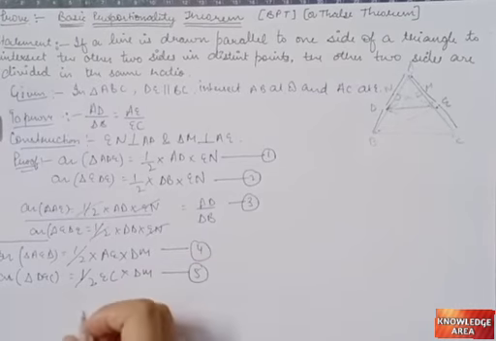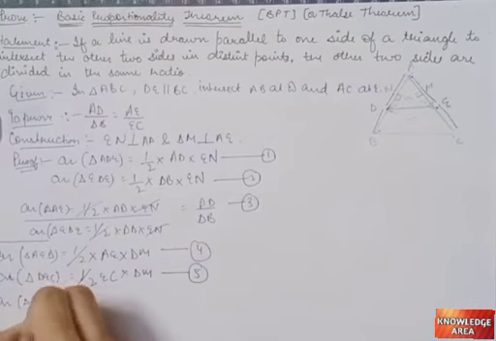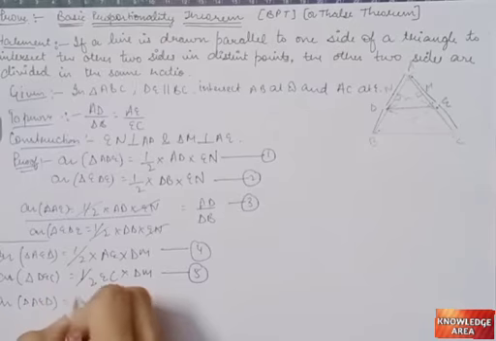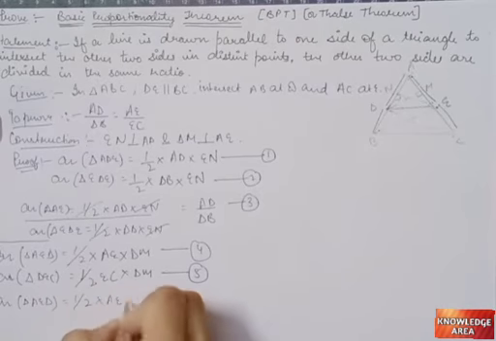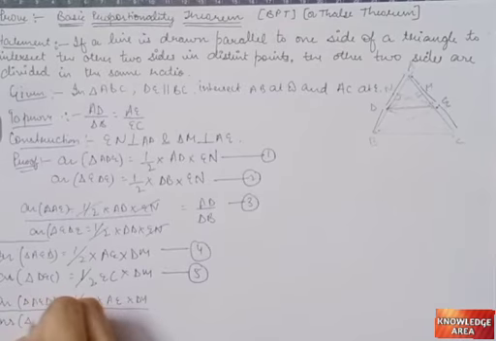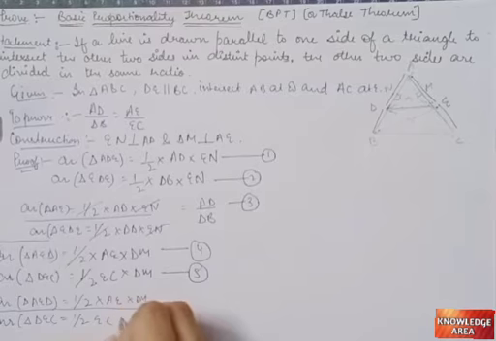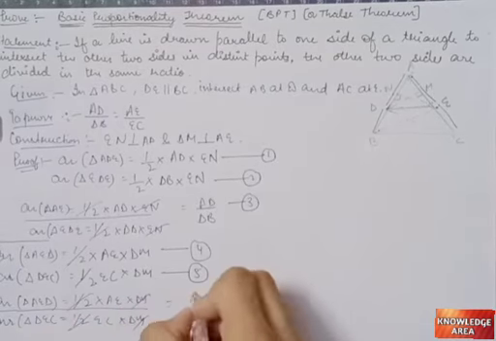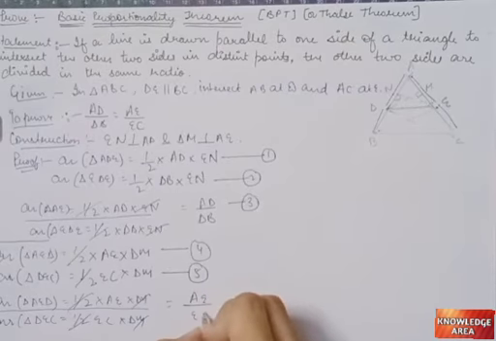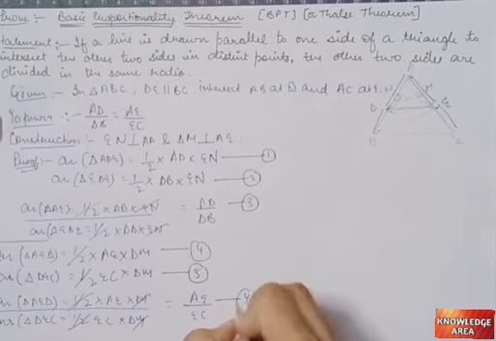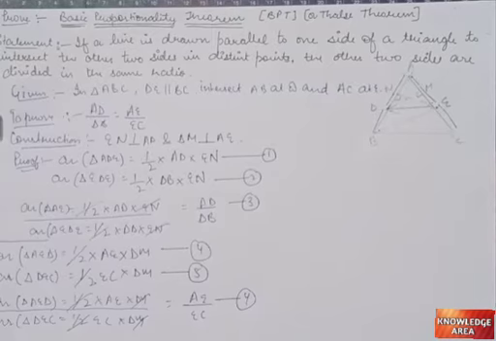Area of triangle AED is equal to half into AE into DM, upon area of triangle DEC is equal to half into EC into DM. Again DM cuts, half cuts, we will be left with AE upon EC. So equation 6.